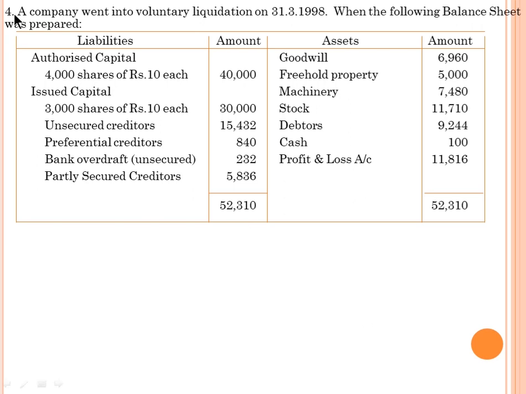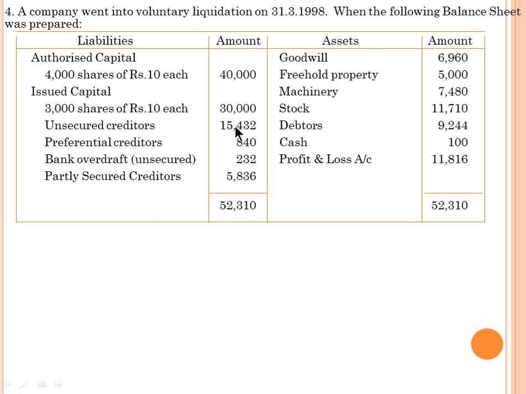Listen carefully. See question number 4. A company went into voluntary liquidation on 31/3/1998 when the following balance sheet was prepared. Liabilities, amount, assets, amount. Now let's start with liabilities. Authorized capital 4,000 shares of 10 each, 40,000. Issued capital 3,000 shares of 10 each, 30,000.